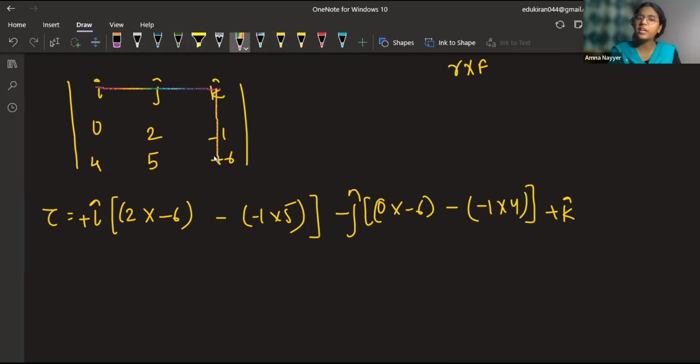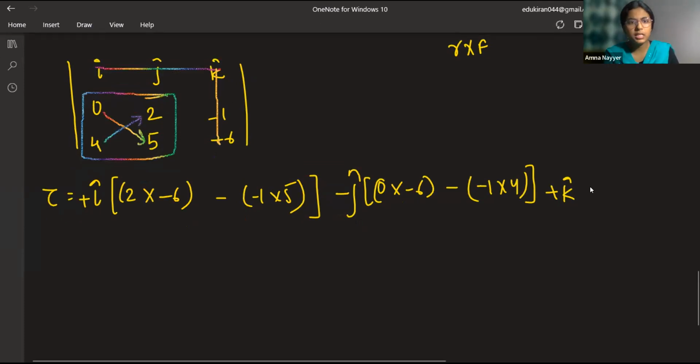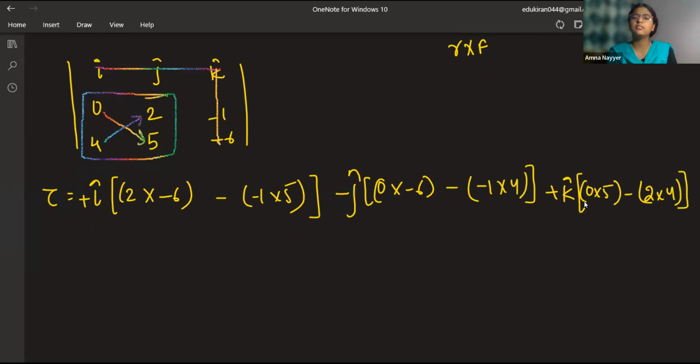Eliminate the column and row of K cap. What is left? These four are left. So 0 into 5, one thing, minus 4 into 2, second quantity. So that will be 0 into 5 minus 2 into 4. That's it. Now you just have to solve and simplify in a single line. What will it be? Minus 12 minus 5 plus 5. So minus 7 from this whole entire term.